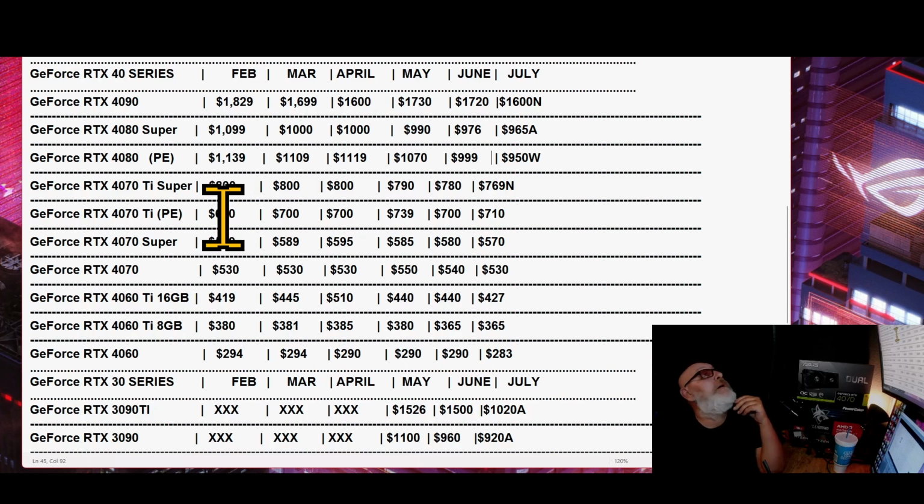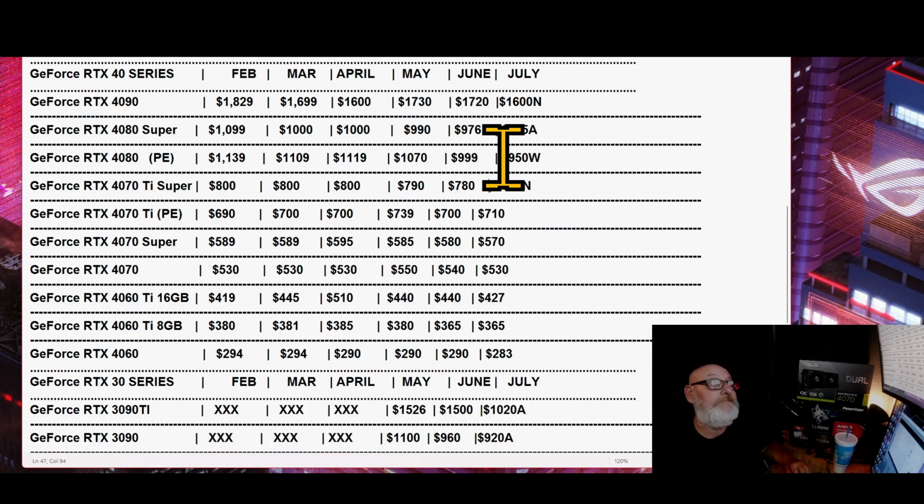And it's $1,139 in February. It's $1,109 in March. $1,119 in April. $1,070 in May. June, $999. But this month, I found it for $950 online in Walmart. That's where I found it. Not too bad of a price.